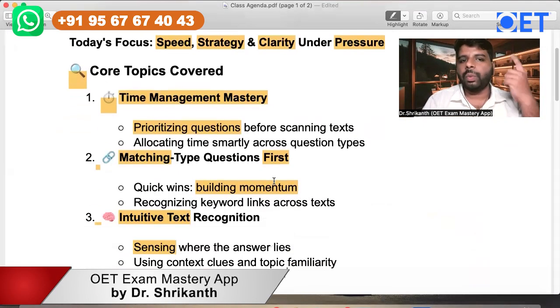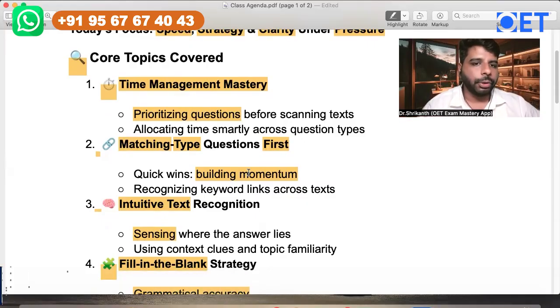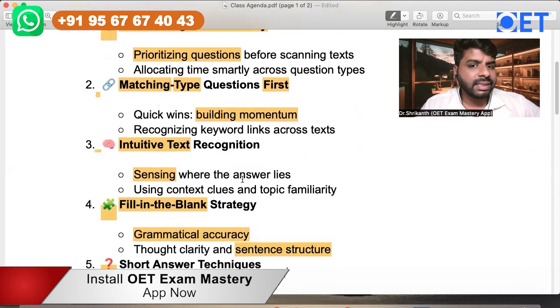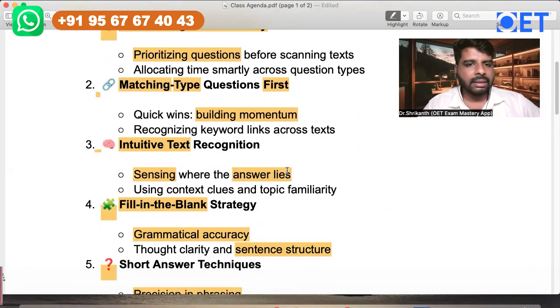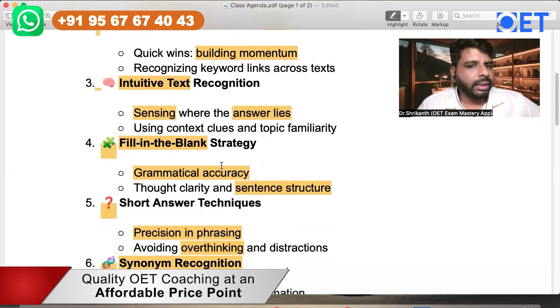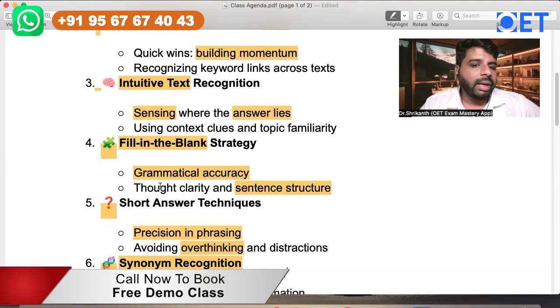We also talked about why you do the matching questions first: it helps build your momentum, makes you feel good about yourself, boosts your confidence levels, and establishes familiarity. Then it is all about sensing where the answer lies. You have to trust yourself, trust your instincts, believe your intuition, and go there to see whether the answer is mentioned or not. And when it comes to fill in the blank questions, even though you have found the answer, you have to ensure that you have grammatical accuracy there.